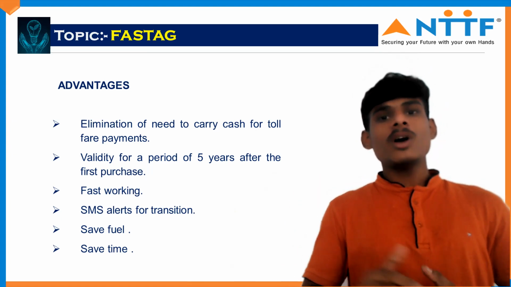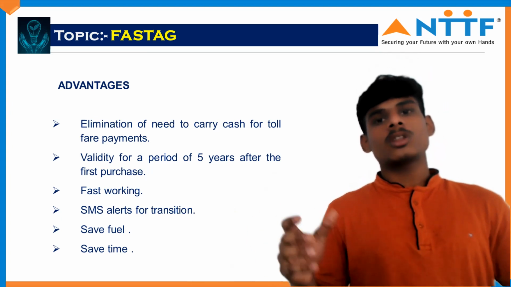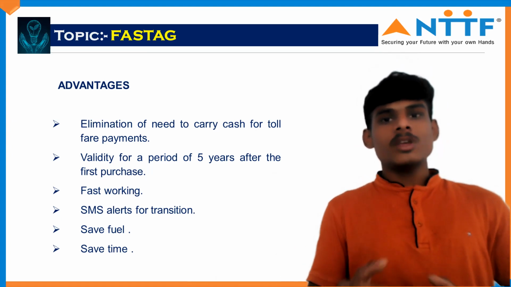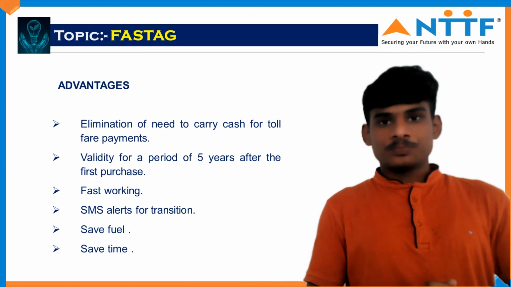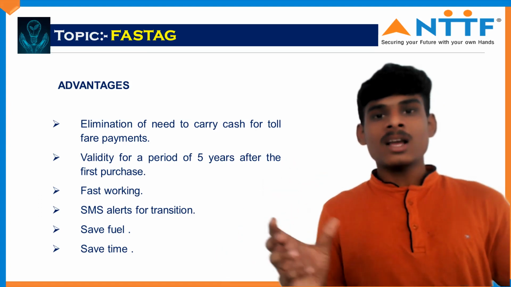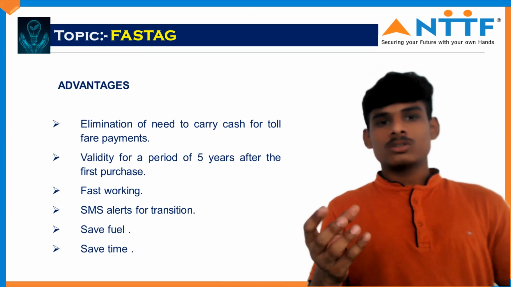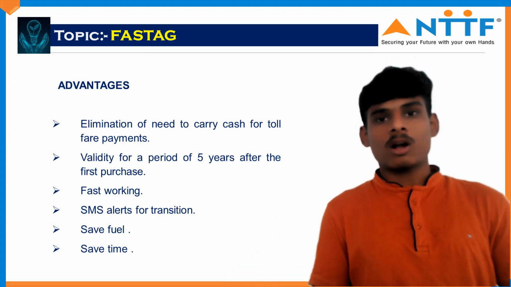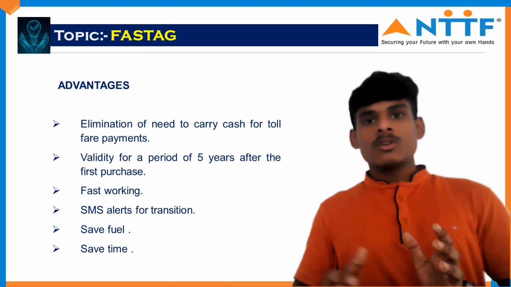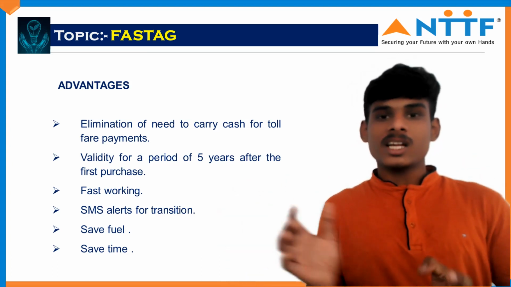Take one example: when you are buying something in a shop, that time we pay money to the shop owner. So the company or the bank sends some message to us that a certain amount will be debited from your account. Like that only, it also sends an SMS to the car owner, or the car owner's number which is linked with this FASTag technology.